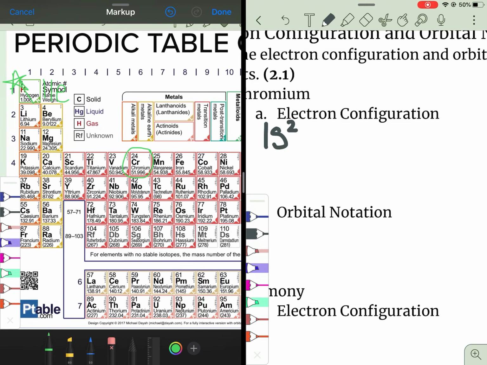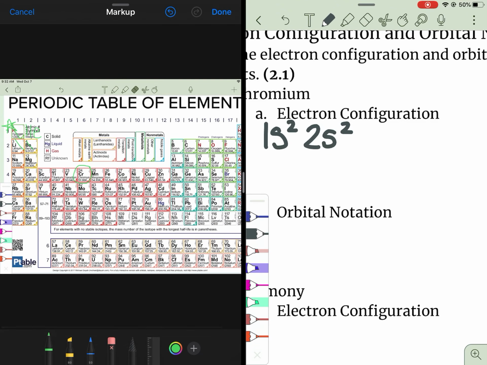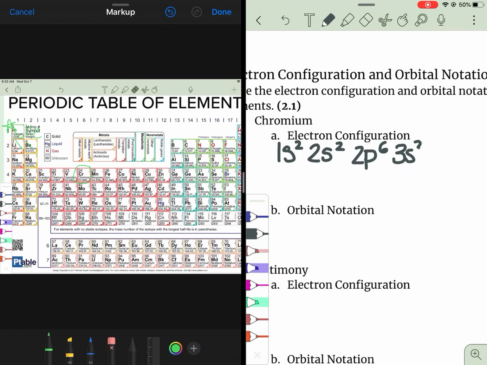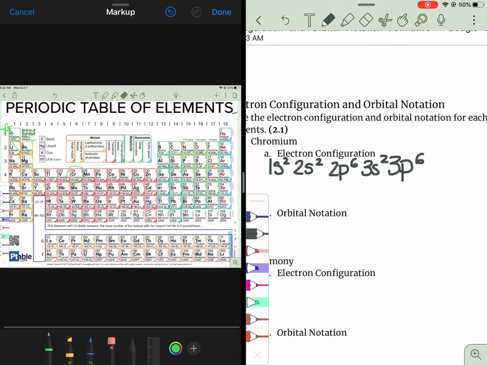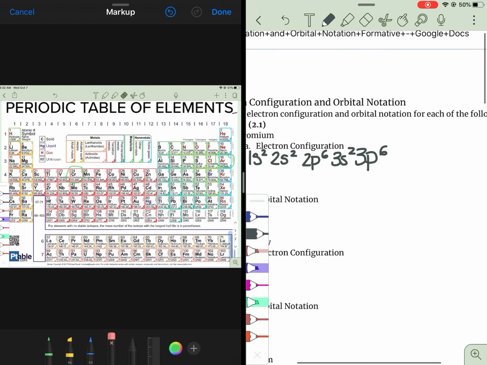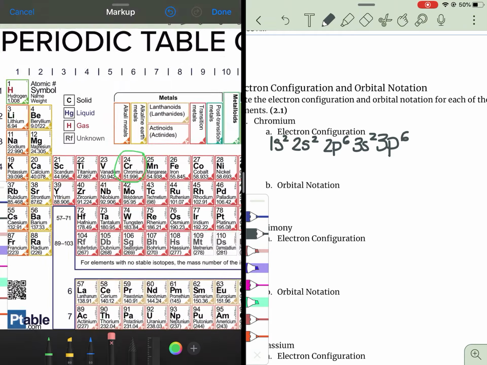So 1s2, I make my way down, 2s2, and then I make my way down to 2p6, 3s2, 3p6. So on my electron configuration, 3p6 would end me up in argon. So guys, electron configurations are always going to follow that pattern of 1s2, 2s2, 2p6, 3s2, 3p6. For the most part, we crush that. Here is where we ran into a little bit of trouble.